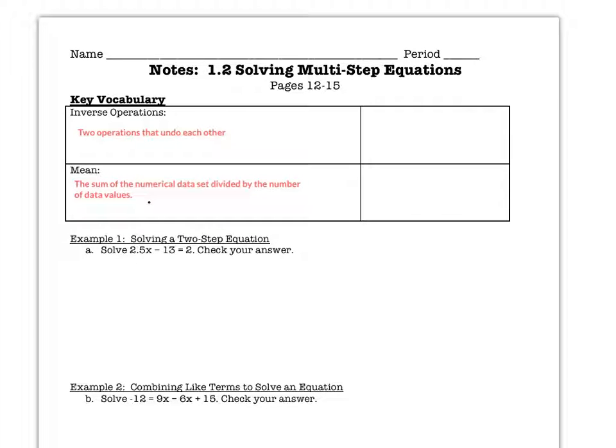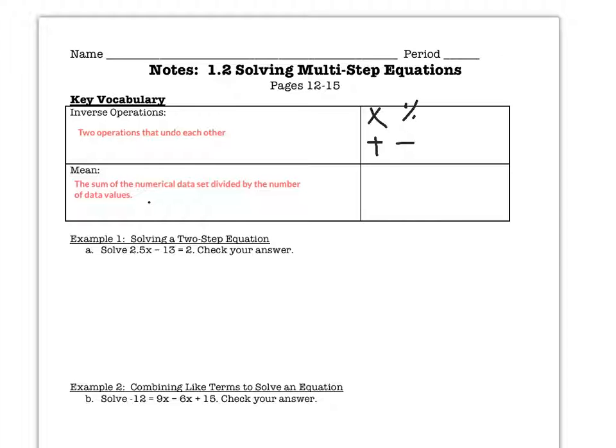Here are the notes for section 1-2, solving multi-step equations. We have a couple key vocabulary terms that we need to discuss. Inverse operations, which came up last section, are two operations that undo each other. For instance, multiplication and division are inverse operations.